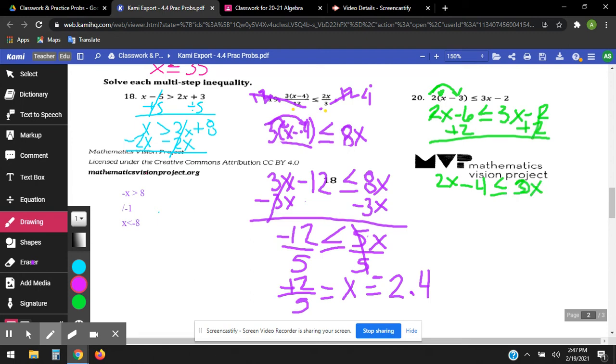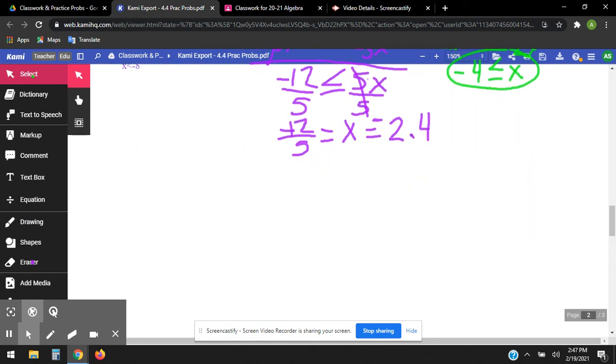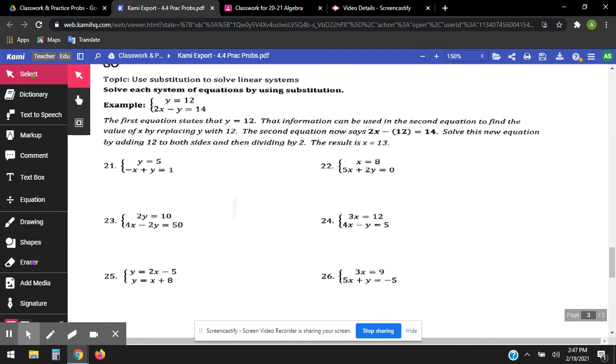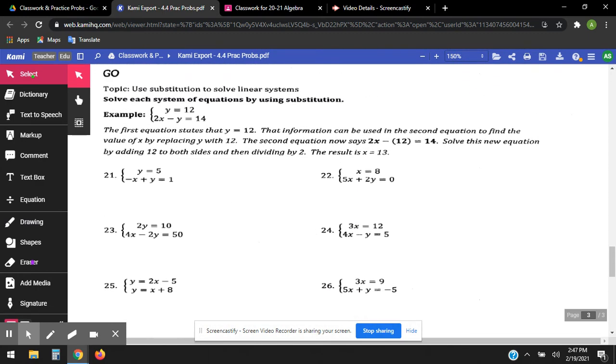Those cancel. So now I can subtract 2x from each side. I have my negative 4 is less than or equal to x, right there. Didn't have to do much else after that. All right, let's scroll down. See if I can get this to work for my last few. All right, so last ones.